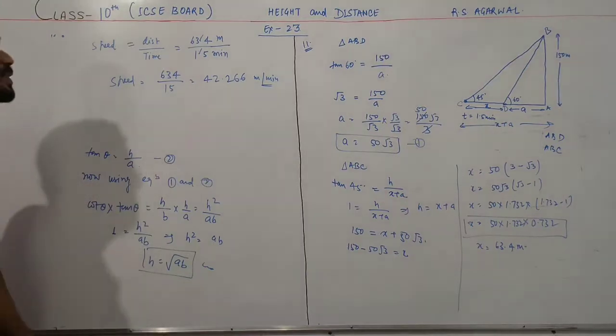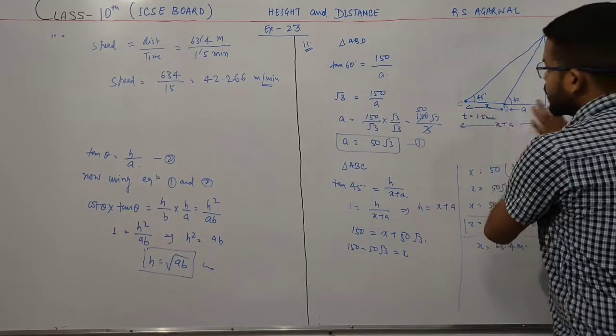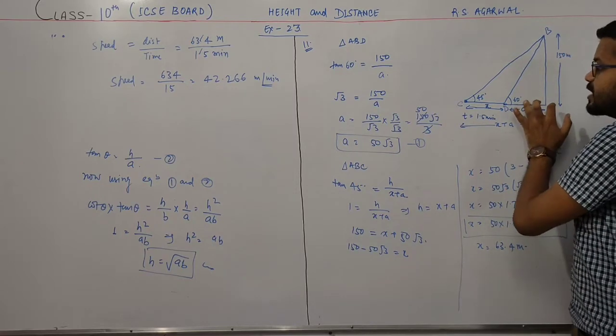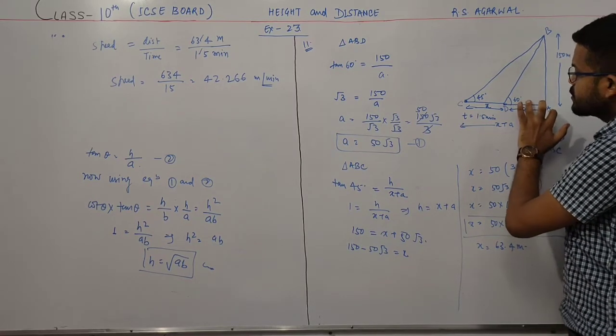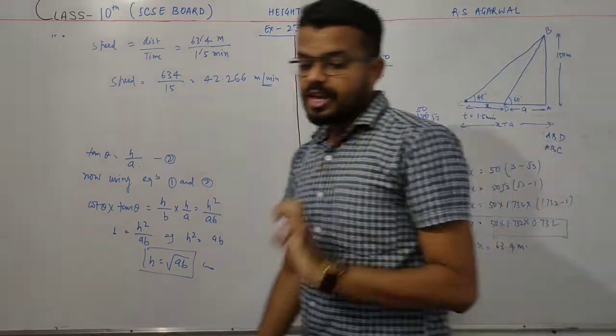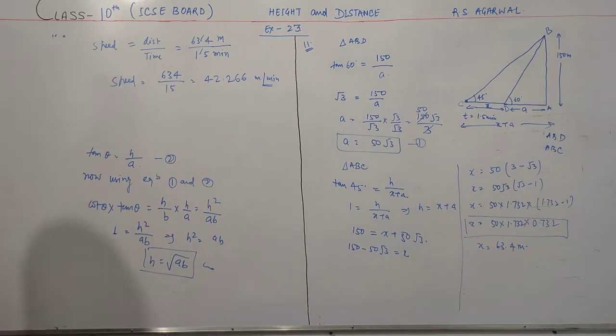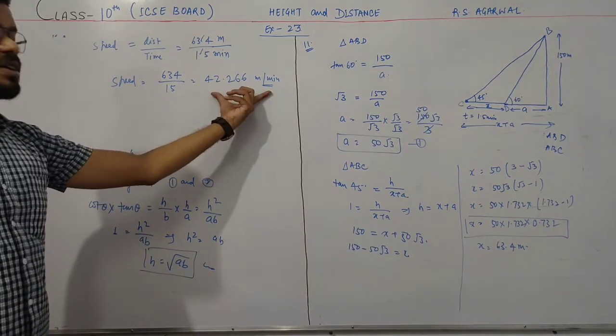This is the speed of the boat with which the boat is rowing, and the angle changes from 60 degree to 45 degree in 1.5 minutes. Okay, so this is the solution of question number 11. This is in meters per minute.